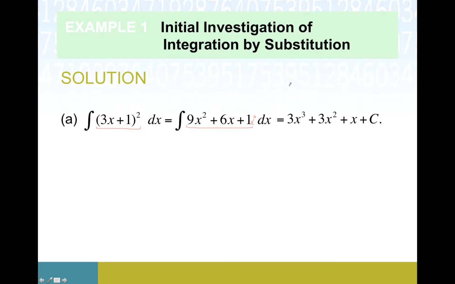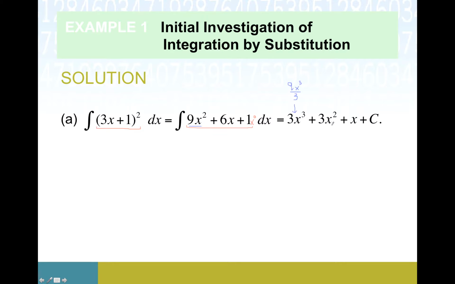mastered yet. So if we take our 9x squared, for instance, our power rule is going to say, leave the 9 alone. And then we've got x, the power goes up by 1, so we're up to cubed. And then we're supposed to divide that expression by this new power. So 9 divided by 3 is going to give us 3. We'd have x cubed left over, and there's our first term.